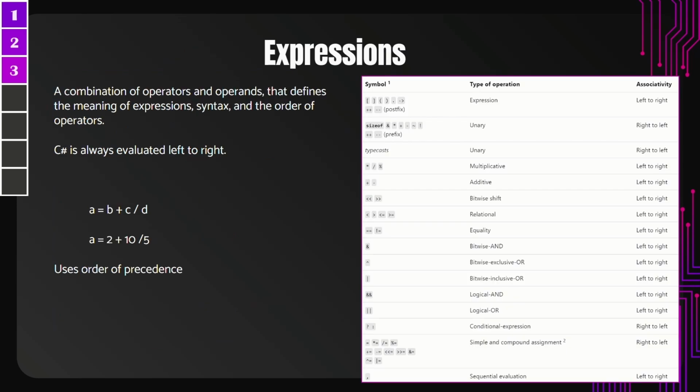And then expressions. Expressions are a combination of operators and operands, which define the expression. In C#, evaluation is always left to right. This is an example: A equals B plus C divided by D, where C# first does C divided by D, and then it will do the plus statement, which is second. It uses order of precedence. And these are some symbols that C# uses, and whether it goes from left to right or right to left.